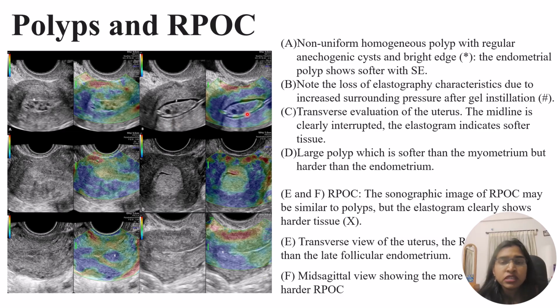The endometrial polyp shows softer with elastography. In this picture, we can see the loss of the elastography characteristics due to increased surrounding pressure after gel instillation. When gel was instilled, the elastography characteristic was lost.